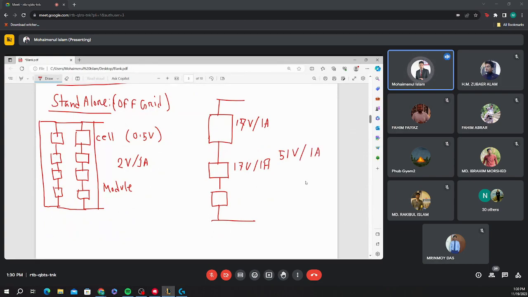So this type of connection is called an array. So we have 3 things. Number 1, we have cells. Number 2, if you arrange some cells in a module, that is called a solar PV module. And after connecting several modules, you are getting a solar panel array. Okay.